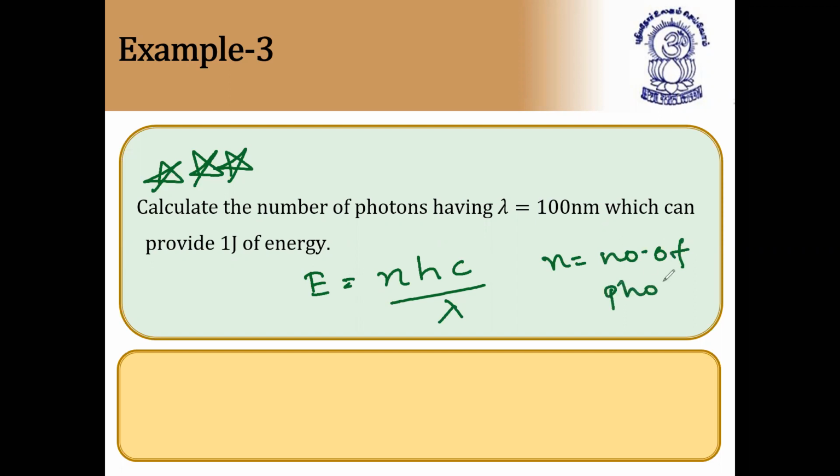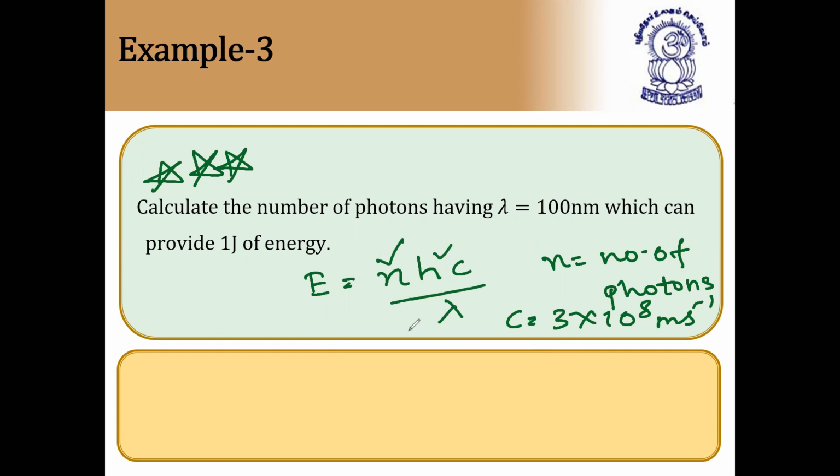So from this formula, now they have given lambda, they have given energy also, that is equal to 1 joule, and they are asking us to find the n value, that is the number of photons. In this case we have to find the n value, because the h value is Planck's constant and the c value is the velocity of light. So c is equal to 3 × 10^8 meters per second. The h value, Planck's constant, we also know.